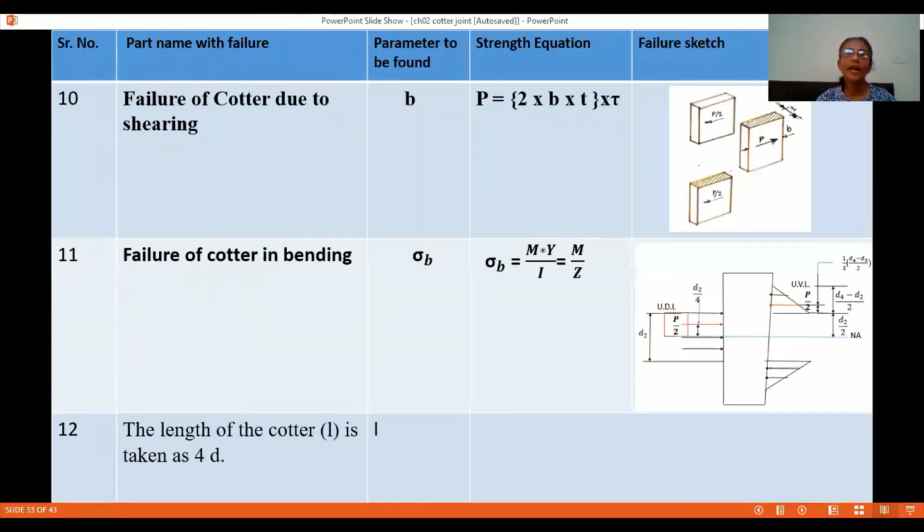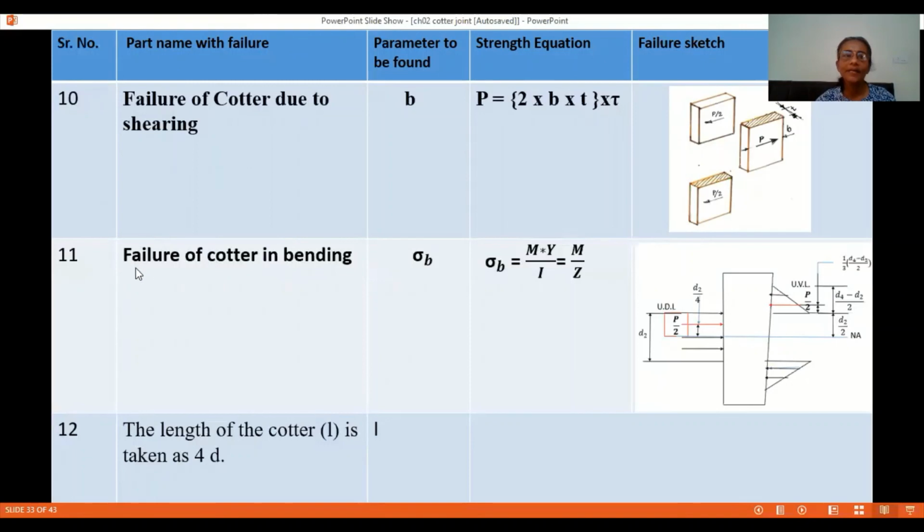Next is the failure of cotter due to shearing. So here we can see from the failure sketch, cotter is subjected to double shear failure. Strength equation is 2 times b into t into tau. From this equation, we will find the minimum width required to resist the shear failure of cotter.